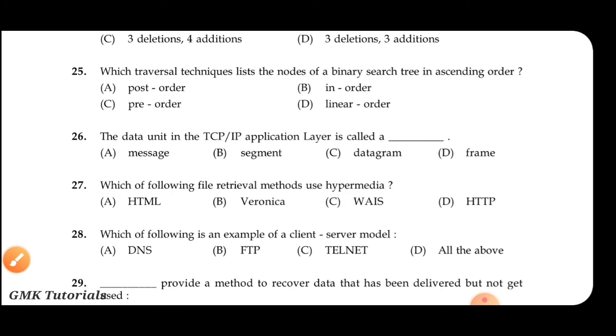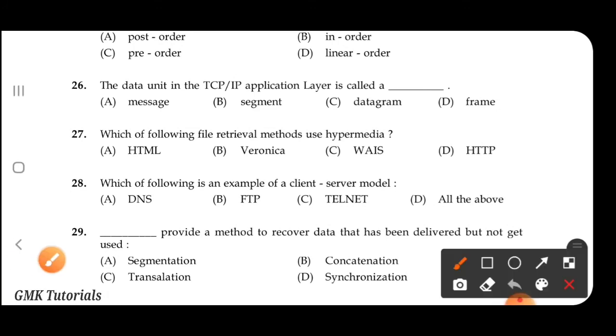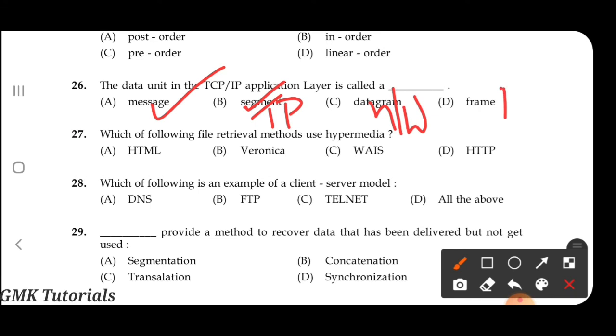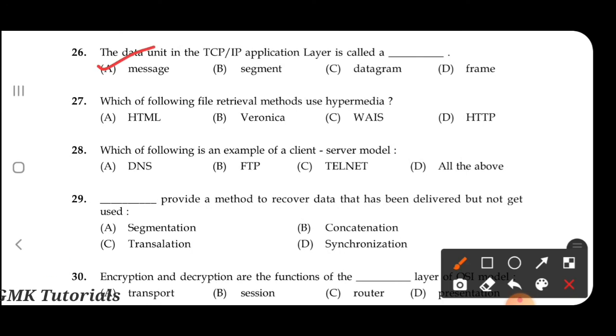The traversal nodes we have to arrange in ascending order. It is inorder. And 26th question. The data unit in the TCP/IP application layer is called. It is a message, and segment is transport layer. Datagram is network layer. Frames are data link layer. So option A is the right answer.